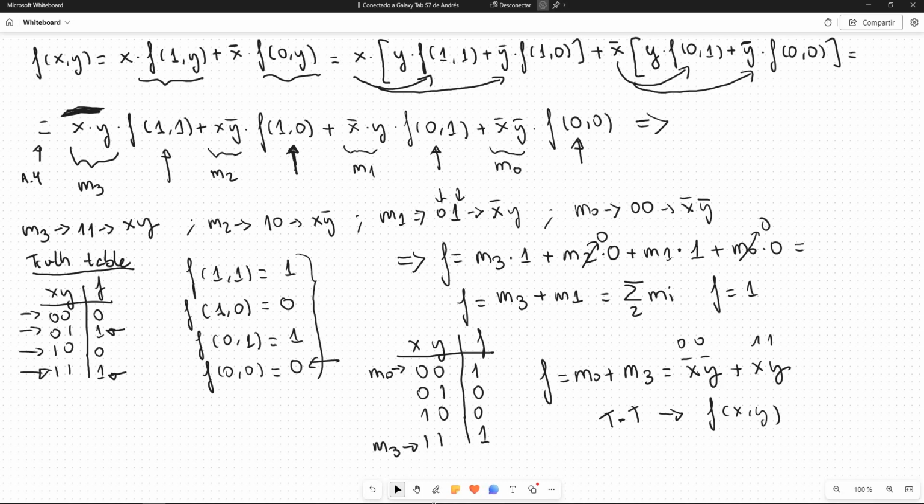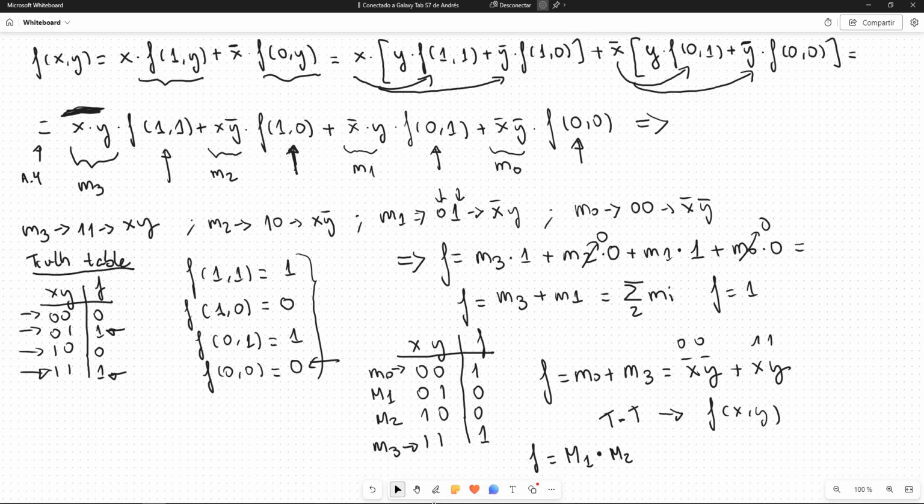But we have the same for the zeros, because we have the duality with the max term. So which are the places in which the function is equal to 0? In the max term 1 and the max term 2. So we can express this function in an alternative way as the product of the max terms in which the function is 0, that are max term 1 and max term 2.